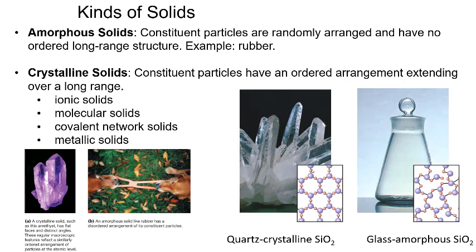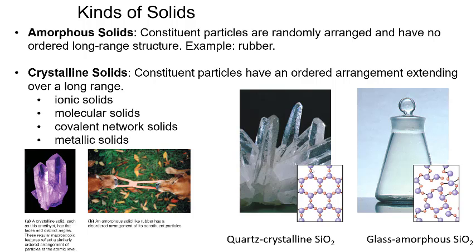So next we're going to switch gears and move on to a discussion of our different kinds of solids. What are the different forces that hold together different types of solids that we will encounter? There are two main types of solids that we can talk about. One is amorphous solids and the other is crystalline solids.